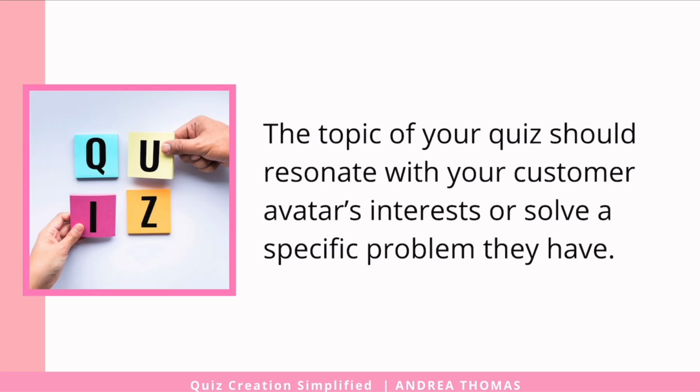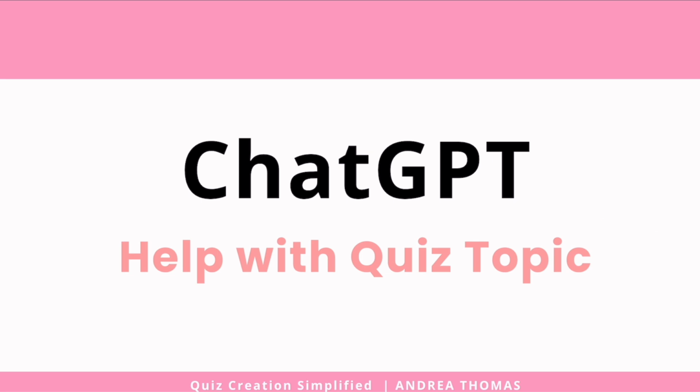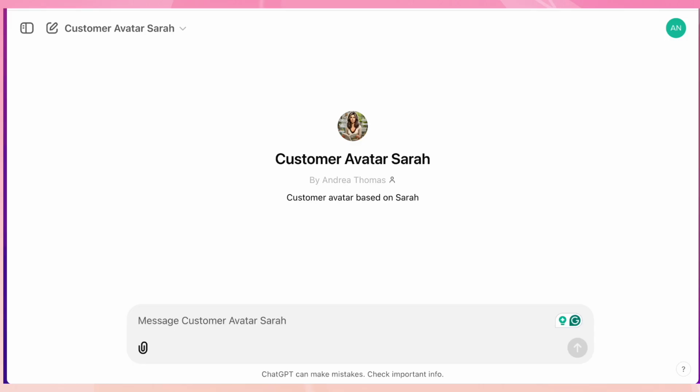The topic of your quiz should resonate with your customer avatar's interests or solve a specific problem they have. And if you're not sure of the topic, you can ask ChatGPT for help. Let's go to ChatGPT, and I'm going to show you how it can help you decide on the topic for your quiz. I am going to just use my customer avatar, Sarah. She's trained on my customer avatar, who is into the carnivore diet. I've been doing the carnivore diet off and on for a while, so I just picked this as my demo customer avatar.